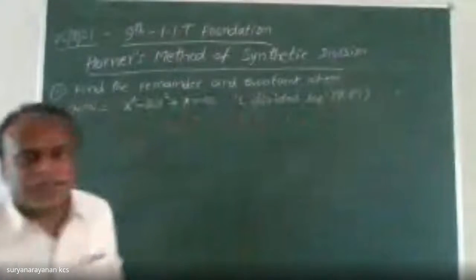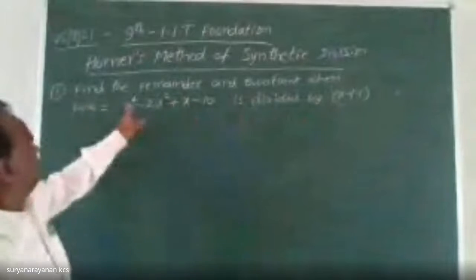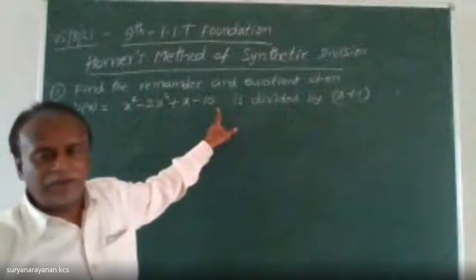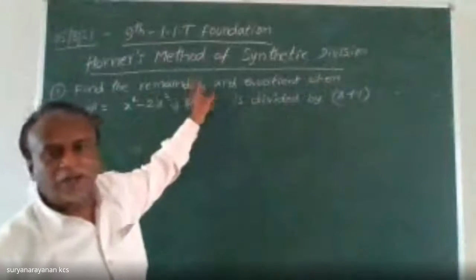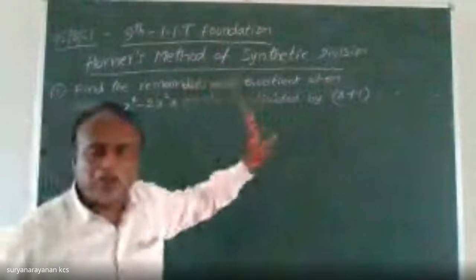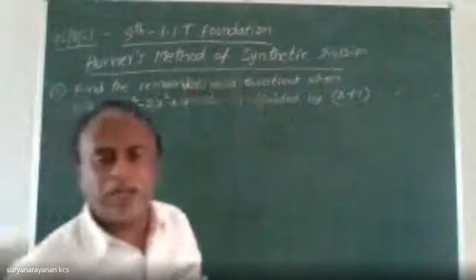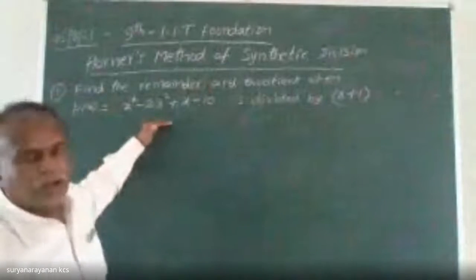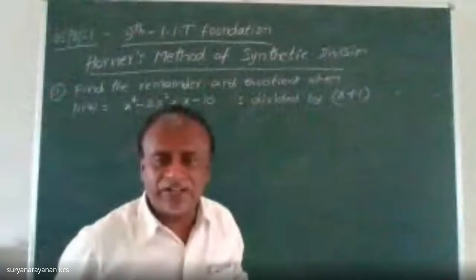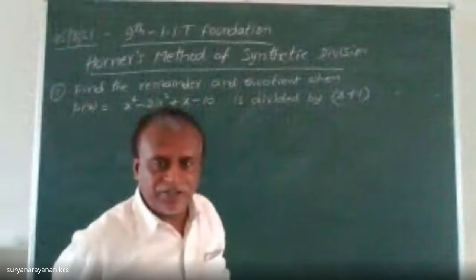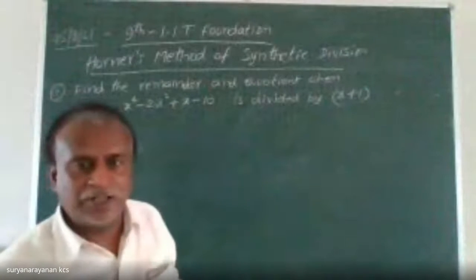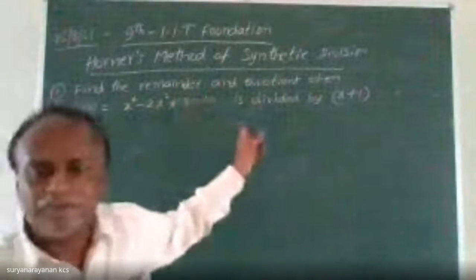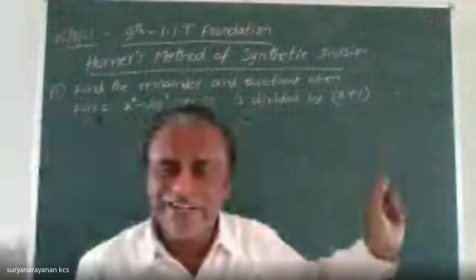See here, my dear children, see this example. A polynomial is given. You have to find the quotient as well as the remainder. So, in this Horner's method of synthetic division, in the first horizontal row, we have to write the coefficients of the polynomial in descending powers of x.